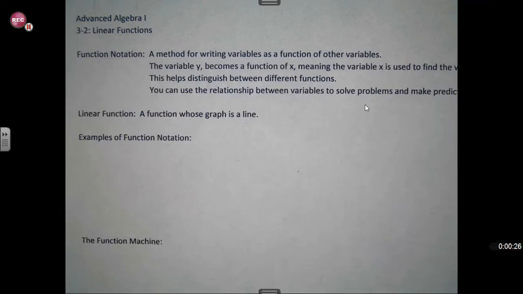Function notation is just a method for writing variables as a function of other variables. The variable y becomes a function of x, meaning that the variable x is used to find the value of y. And that helps us distinguish between different functions. I've already talked about this in class.